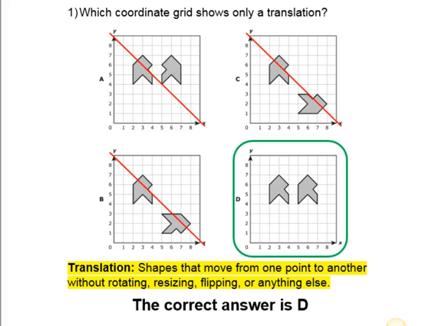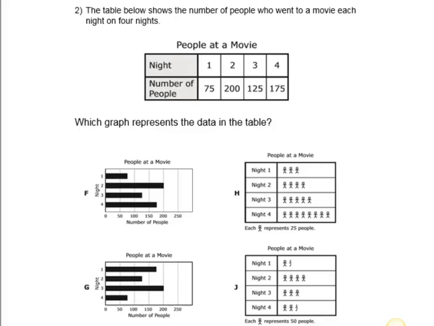Let's move on to question number 2. The table below shows the number of people who went to a movie each night on 4 nights. So the first night, 75 people went. Second night, 200 people went. Third night, 125 people went. And fourth night, 175 people went.